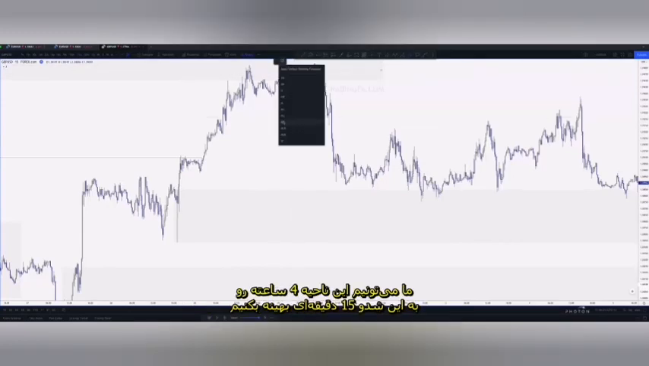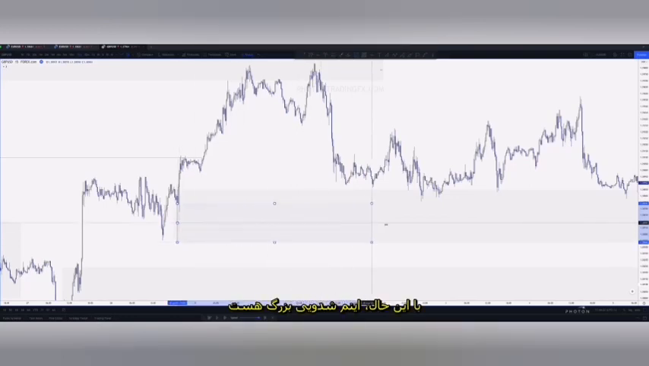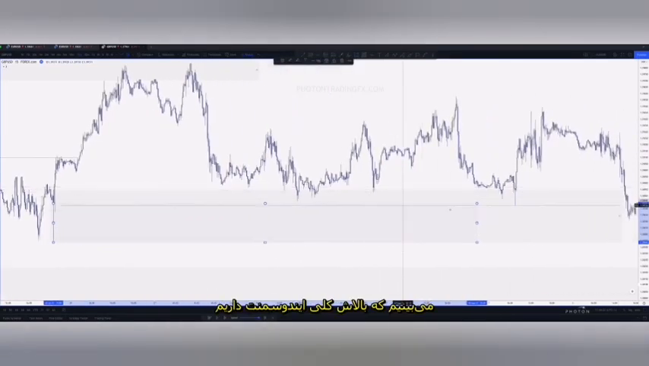So what we can do is refine that 4-hour zone to this M15 wick, right? But even that is quite a large wick. You can see all of that inducement building above it.